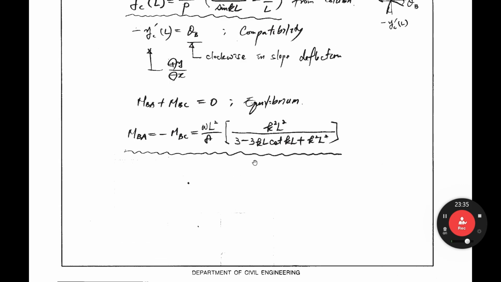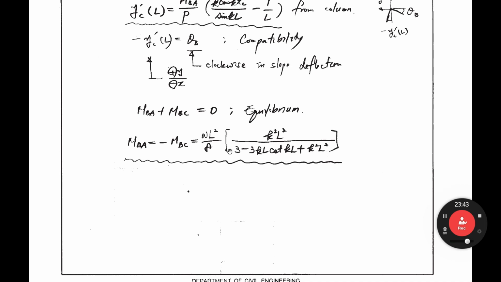As you see here, moment is a function of omega. Of course, omega. A function of, again, what? K, right? What is K? K square equals P over EI. That means your moment is a function of P. If P changes, the resulting moment must change.